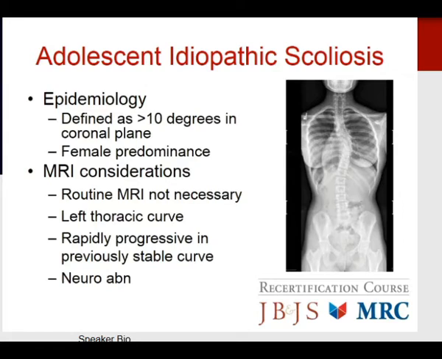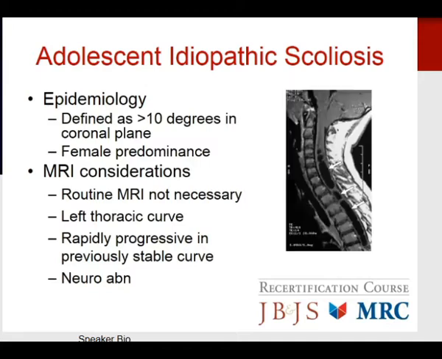A common test question is, when should you obtain an MRI? Routine MRI is not necessary, but you should strongly consider an MRI with atypical curve patterns, such as especially sharp curves or a left thoracic curve. Additionally, a rapidly progressing curve that was previously stable and neurologic abnormalities on examination should also prompt an MRI.